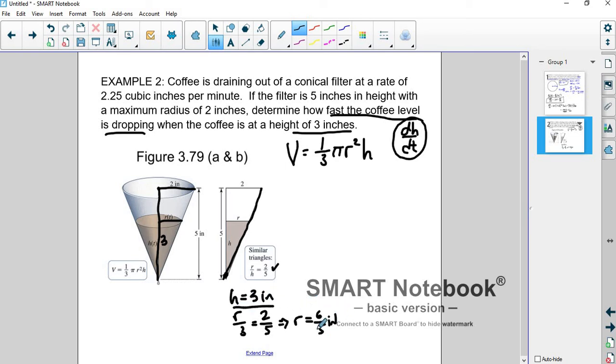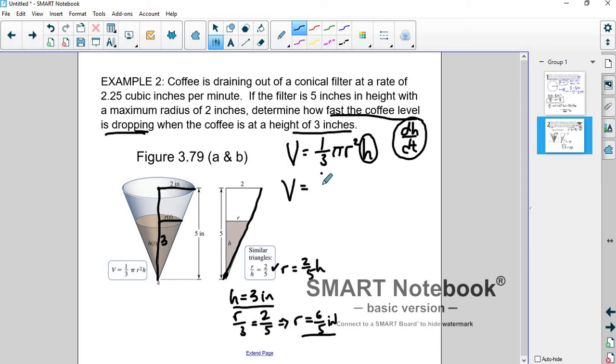So I know R, I know H, but I'm looking for how fast the level is dropping, which is dH/dt. So since I have this relationship between R and H, I'm going to want to plug in here because I don't want to get a dR/dt and a dH/dt, because I don't know anything about R specifically. All right, so we want to use this relationship. R is equal to 2/5 H.